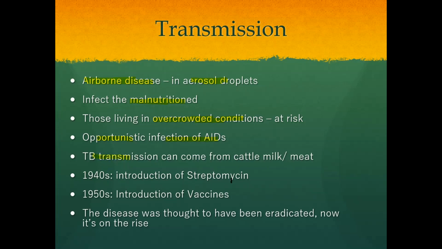Then TB transmission can come from cattle, as we just discussed, Mycobacterium bovis. It can come from unpasteurized milk or undercooked meat. So in the 1940s, antibiotics were introduced, starting with streptomycin, right? And in the 1950s they started with vaccines, right? So the disease was thought to have been eradicated, but now it's definitely on the rise.